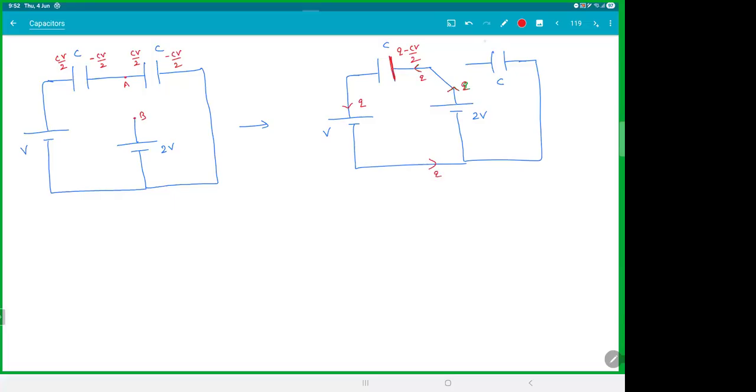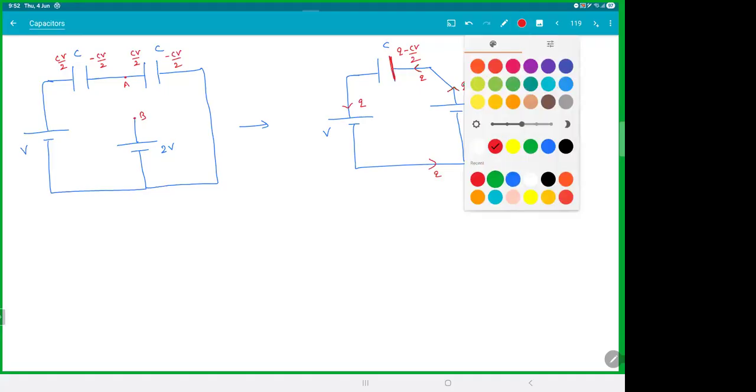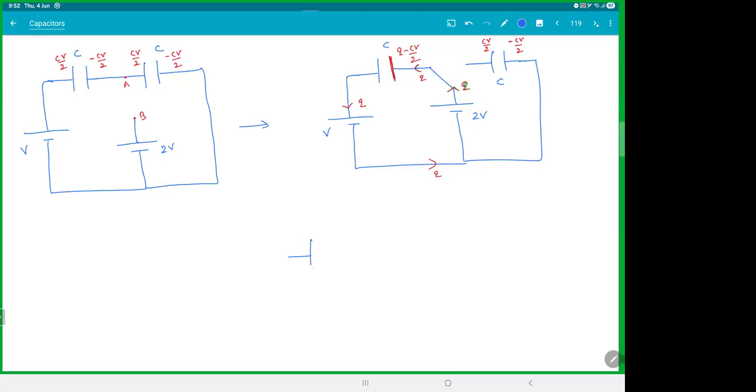What about this capacitor? This capacitor got disconnected, so it will still have the same charge, unaffected. Keep that in mind. If you take a capacitor and keep one side hanging in air, nothing happens. Do whatever you want, that charge cannot go anywhere. Because if you want to change this charge, then this CV by 2 also should change, but where will it go? It is stuck in space. Is this distribution clear, everyone? Please ask me if you're confused with this part of the step.